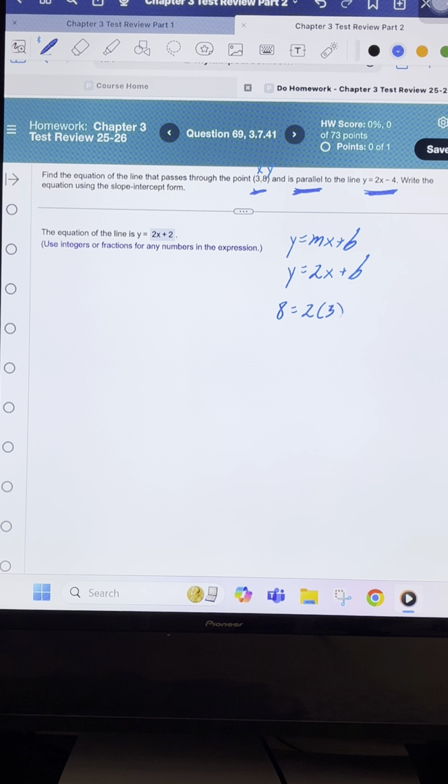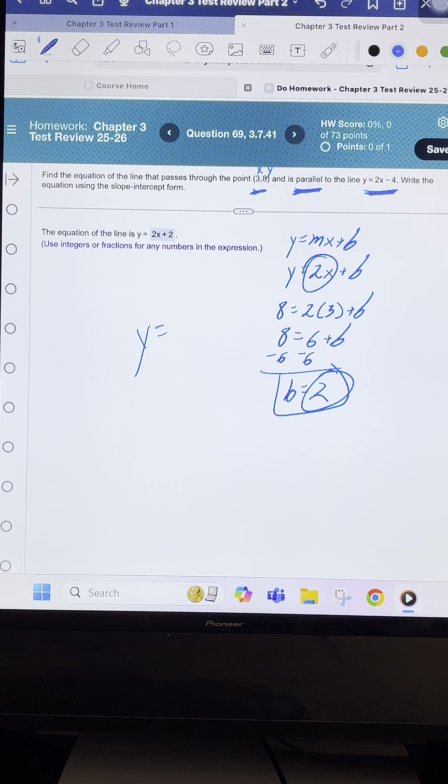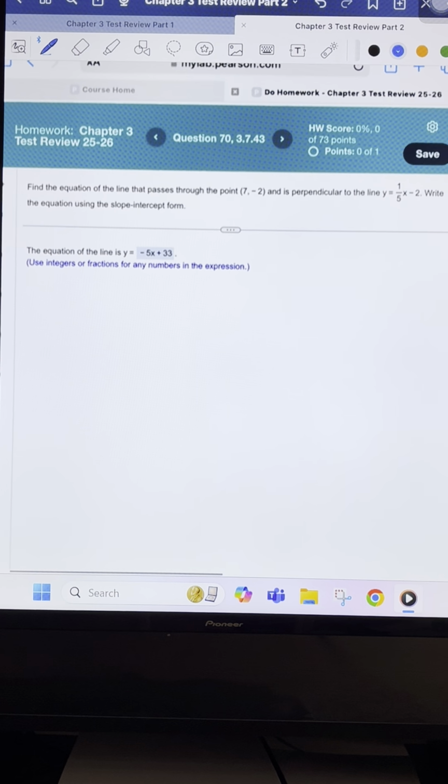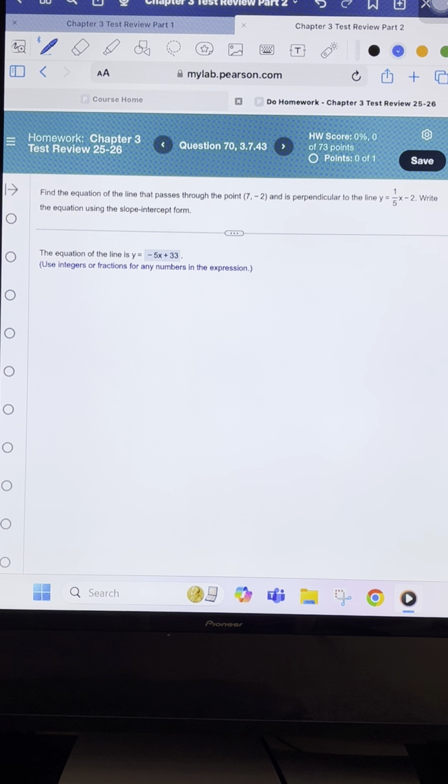Did they give me an x and y value to plug in there? Yes, they did. They gave me this one. So I'm going to plug in 8 equals 2 times 3 plus b. 8 equals 6 plus b. Subtract 6. My b is equal to 2. Now I have my slope, I have my y-intercept, so my equation is y equals 2x plus 2, which is right there.